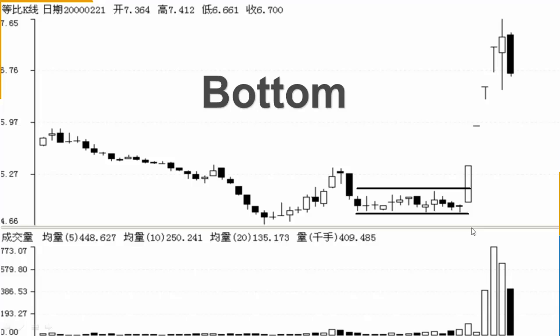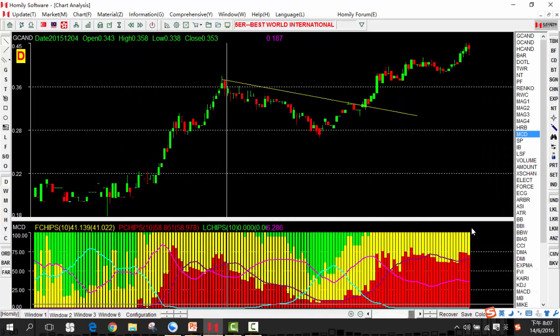Okay. Then we can see the next one. This is the bottom area. How to know that? The price drops, then the price goes sideways. During the sideways, if you see the price can break upward through the sideways area, this is the bottom reversal. Then you should get in. Okay. Then we can see some examples.